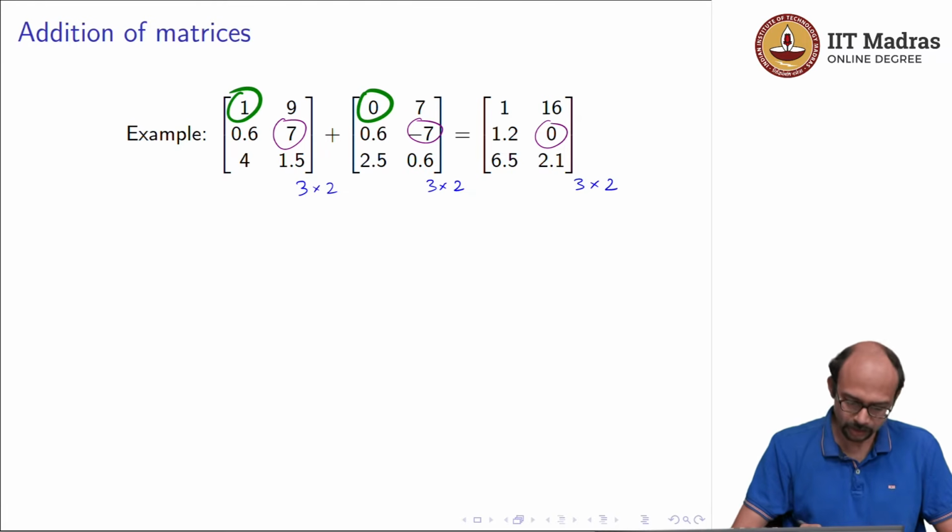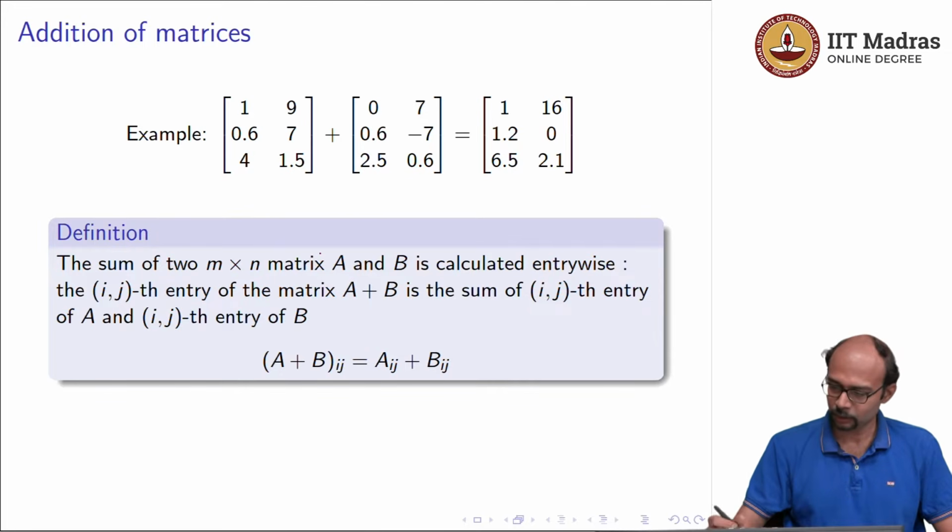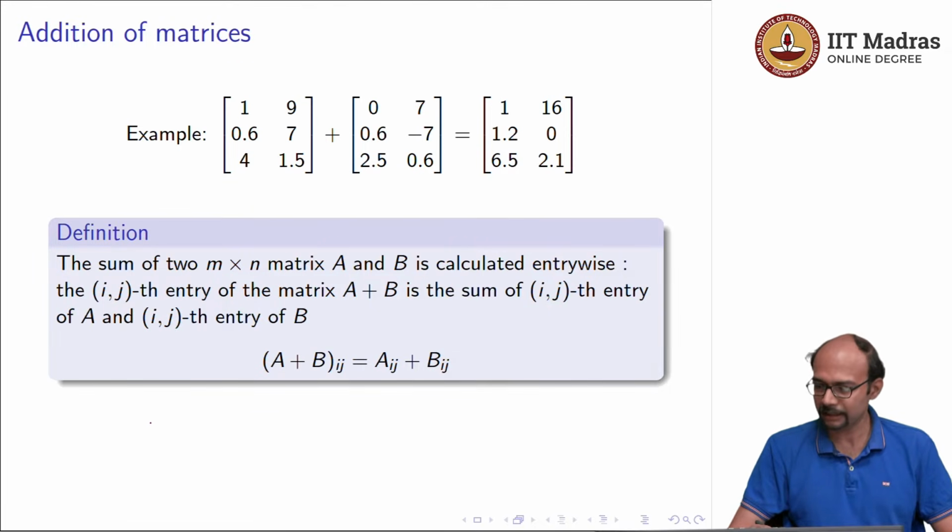So let's look at this in a more formal way. The sum of two m by n matrices A and B is calculated entry wise. Corresponding entries are added. That means you look at the ijth entry of A and the ijth entry of B, and then you add those to get the ijth entry of A plus B. So that's the formula: the ijth entry of A plus B is the same as the ijth entry of A plus the ijth entry of B.